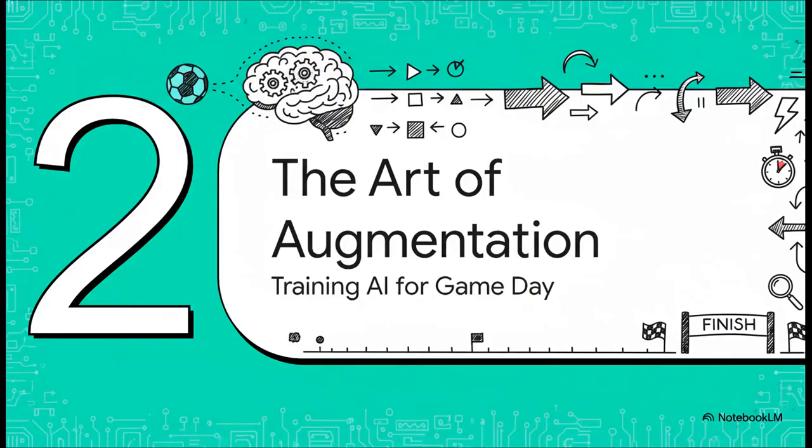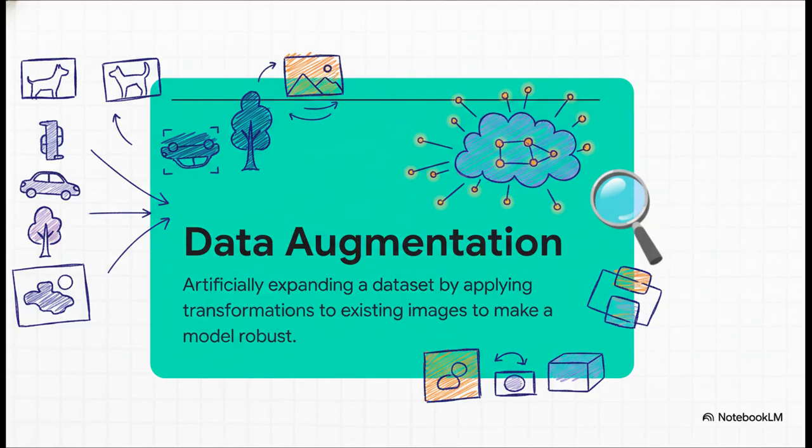So if you can't find all that weird, rare, out-of-domain data, what do you do? Well, you make it. This is where the art and science of data augmentation comes in to save the day. It's all about getting your AI ready for game day. At its core, data augmentation is the technique of taking the data you already have and creating new, tweaked, modified versions of it. But here's the key. We're not just creating more data. We're creating smarter data. We're creating data that specifically teaches the model how to generalize, how to be flexible, and how to handle the stuff it's never seen before.